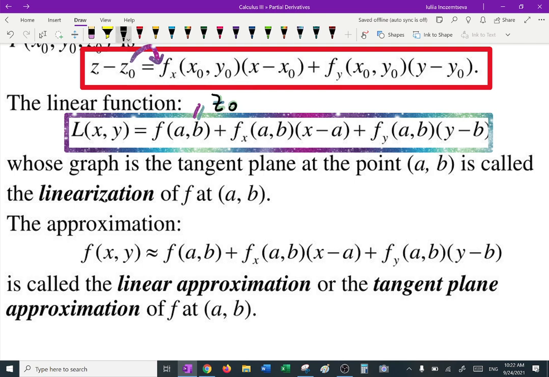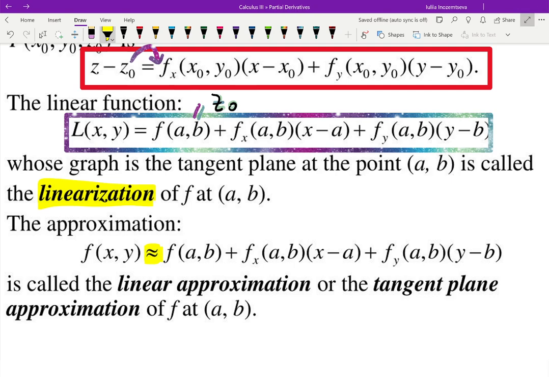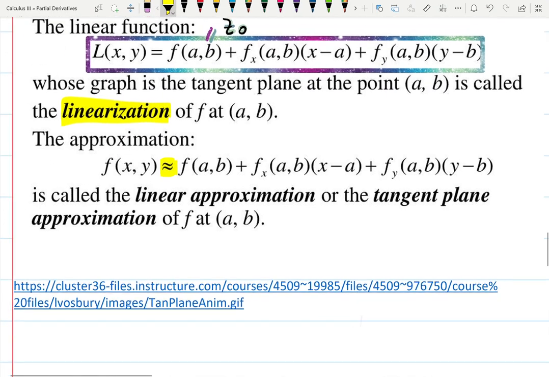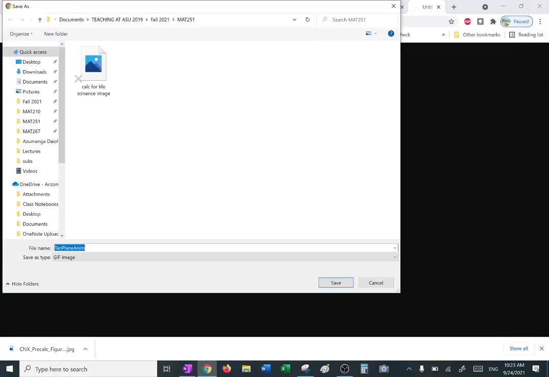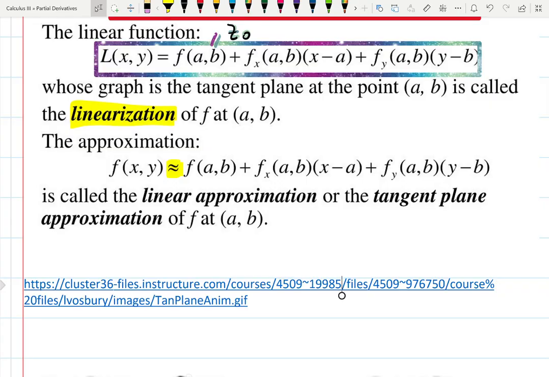That's what we did. This function whose graph is a tangent plane to the point is called a linearization, or linear approximation of the surface at that point. So we can say that my function is approximately that linear approximation, or the tangent plane approximation of f at A and B. I will show you 3D graphs on that. So let's see if it's the same thing. Oh, it's the same.